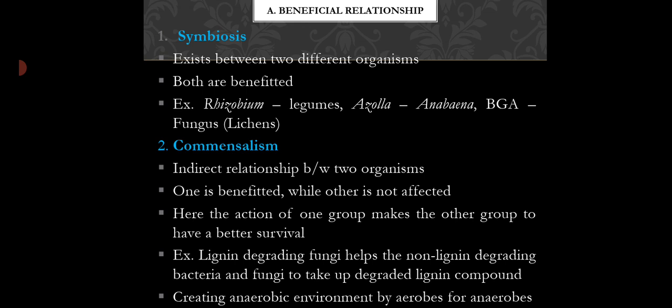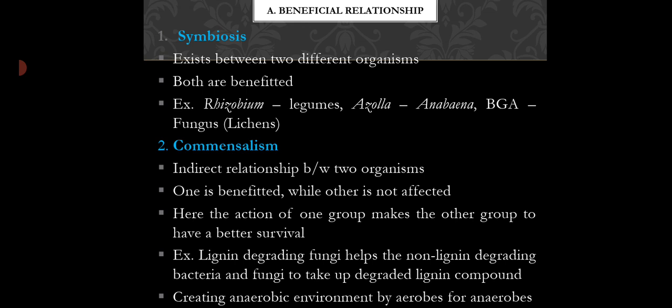The next type is commensalism. Here, the activities of one kind of organism help another. It is an indirect relationship between two kinds of organisms. One is benefited and the other is not affected. Here, the action of one group of organisms enables the other group to have better survival. For example, lignin-degrading organisms help the non-lignin-degrading organisms.